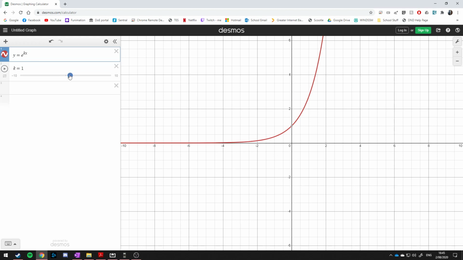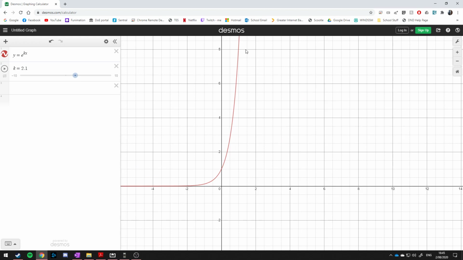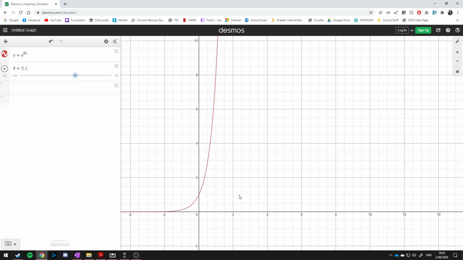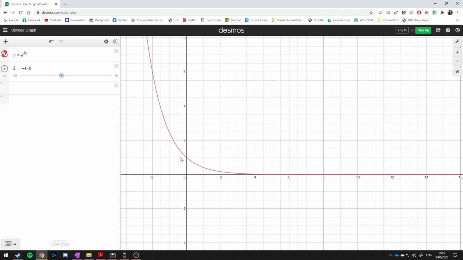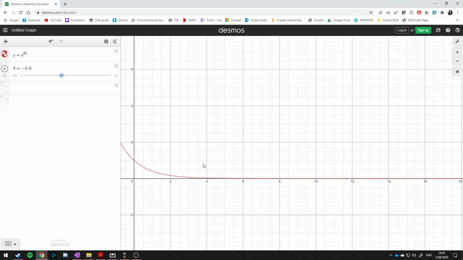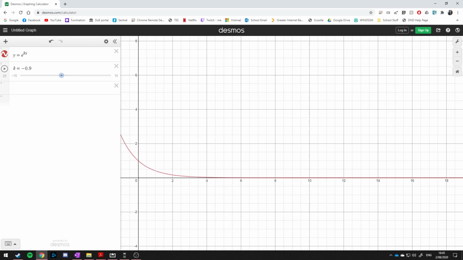Now I'll increase k, and as you can see, as it goes up, it increases. So over time, it's going to grow, and it grows at an increasing rate. But as soon as k becomes negative, we get this decay. So it decreases, and it decreases at a decreasing rate. The rate is actually going to get slower and slower as we get closer and closer to 0. So it decreases at a decreasing rate.